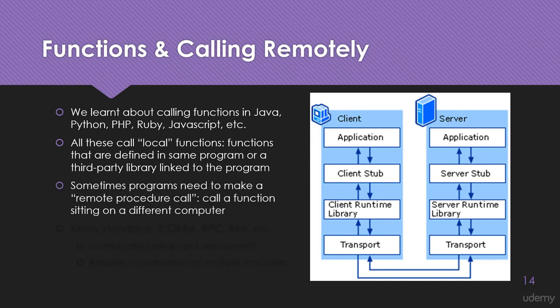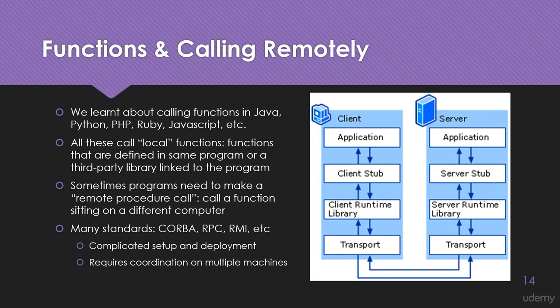But sometimes programs need to make a remote procedure call. So oftentimes you need to call a function sitting on a different computer, so from the client to the server. There used to be a lot of standards such as Corba and RPC and RMI, which do something similar to what's shown in this diagram. So you have a client computer that talks to a remote computer, gets the data, and processes it. It's kind of similar to how, in a browser, you connect to a remote server, download a website, and you view the data. And the same thing happens in computer programming languages as well.